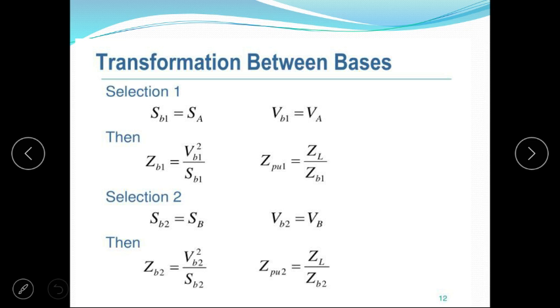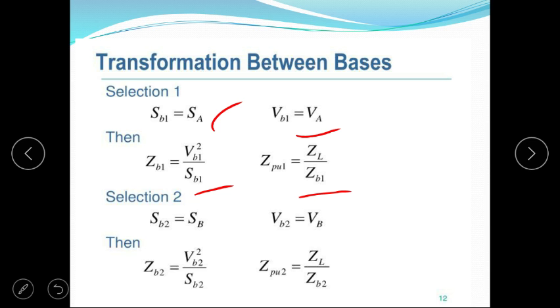Now, transformation between base values. If the base values are selected on other bases, or there is a change in base value, the value of per unit on the new base value can be found. First we consider that S base 1 is equal to SA, V base 1 is equal to VA. Similarly, Z base is equal to V base square upon S base and Z per unit is equal to ZL upon Z base, that is Z actual upon Z base.